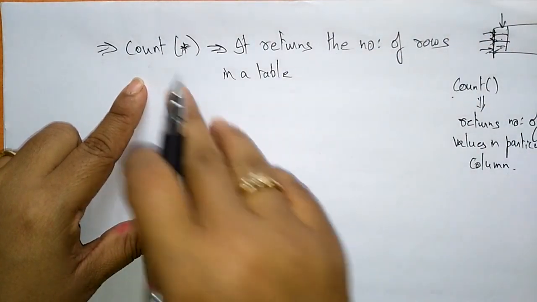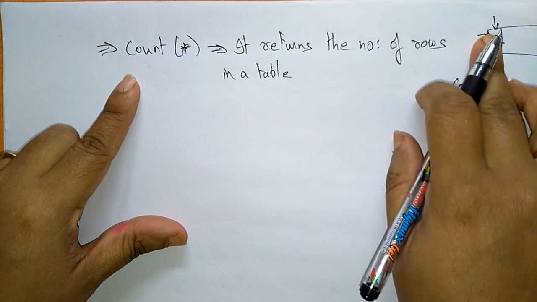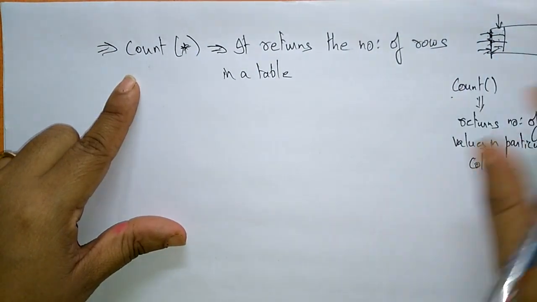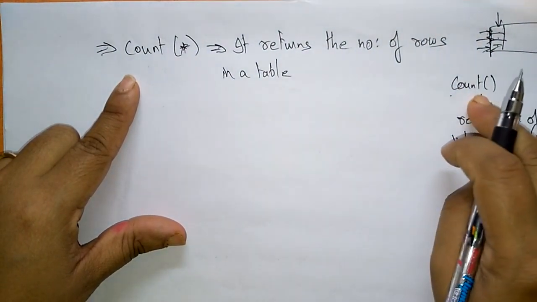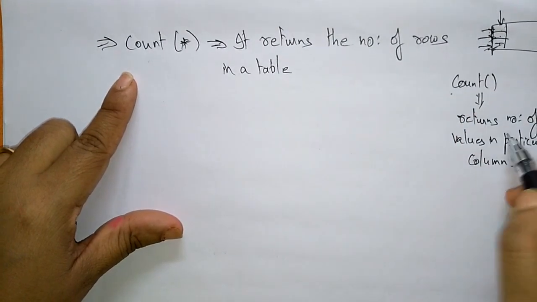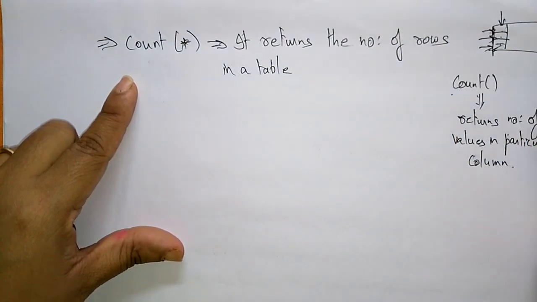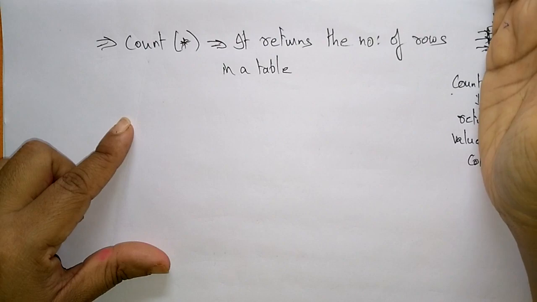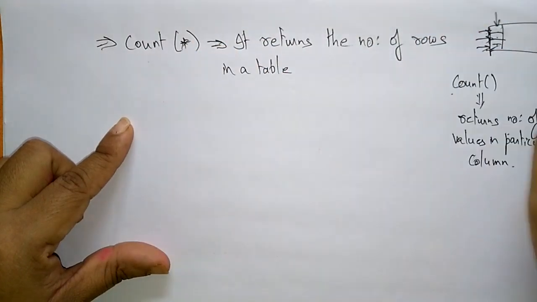Don't be confused. Whenever the star is there, it calculates the number of rows that are present in the table. Whereas count with empty brackets returns the number of values in a particular column. Only concentrate on a particular column. Star, complete rows.